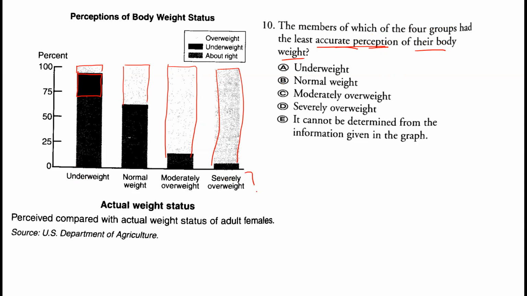If you look over here, if they are severely overweight, the majority of them think that yes, indeed there is a problem, so they are overweight. If they are moderately overweight, again they think that yes, indeed they are overweight. So the majority of them think that they are overweight. So the perception is correct. Over here, if the weight is normal, then approximately 30% of them feel that they are overweight. But the majority of them feel that they are normal.